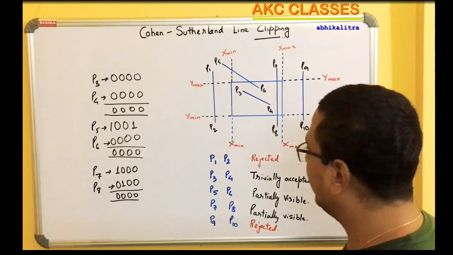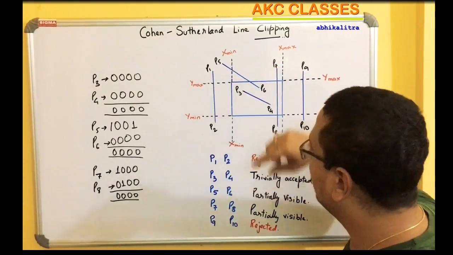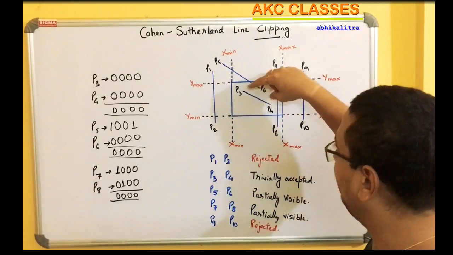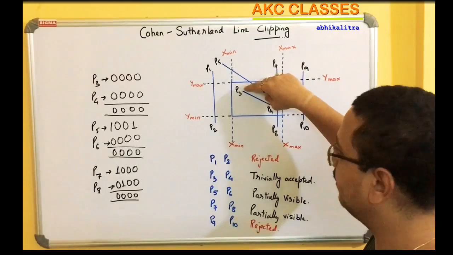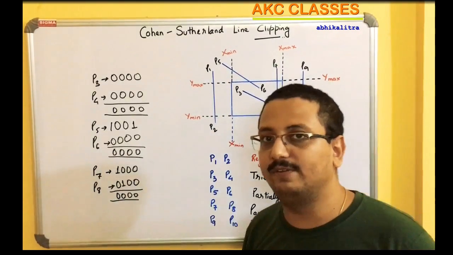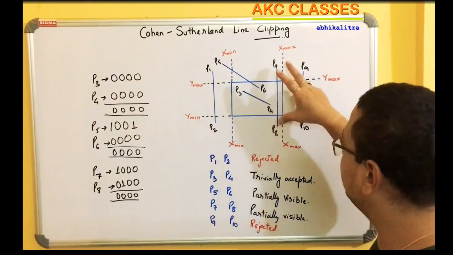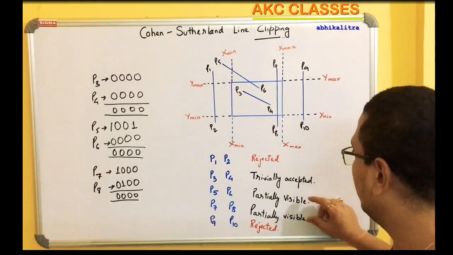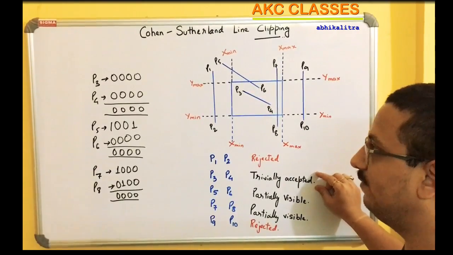So now we come to the next part: how do we understand whether this P3, P4 is basically a line which has to be trivially accepted? P5, P6 and P7, P8 are not the ones which can be trivially accepted, because we need to run the line clipping algorithm. So P7, P8 and P5, P6 are the ones which are partially visible, and P3, P4 is the one which has to be trivially accepted.